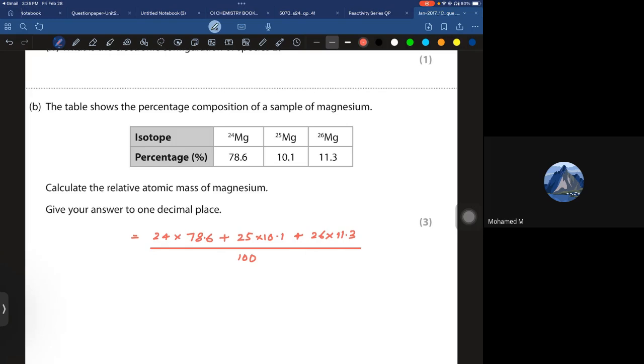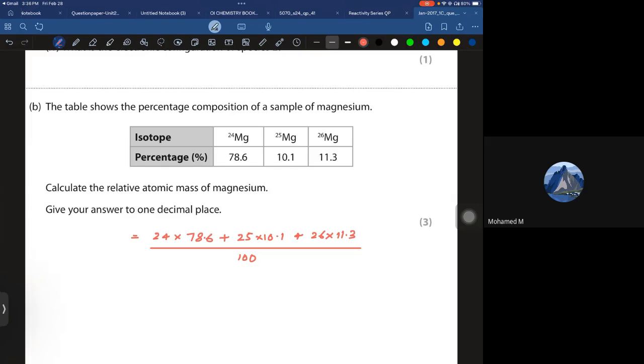Whenever you see this question, you are supposed to multiply the isotopic mass by the percent abundance. So the masses are given to you, that are 24, 25, 26, and the percentages are as following 78.6 and onwards. So I would be multiplying the isotopic mass with the percent abundance. Then I would be adding them together to get the final relative atomic mass of magnesium. That's the method.